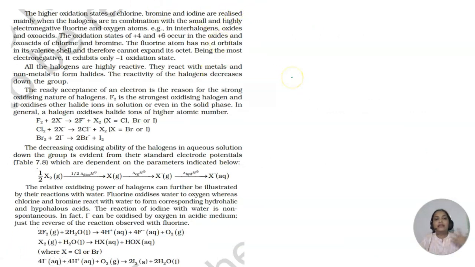Now, in interhalogen compounds, it usually happens that they show these higher oxidation states. Fluorine has no d orbital, that's why it cannot expand its octet. So being the most electronegative element, it exhibits only the -1 oxidation state. And you should know that halogens are highly reactive. They react with metals and non-metals to form halides, and reactivity decreases down the group. Means fluorine will be the most reactive, then chlorine, then bromine, and then iodine.